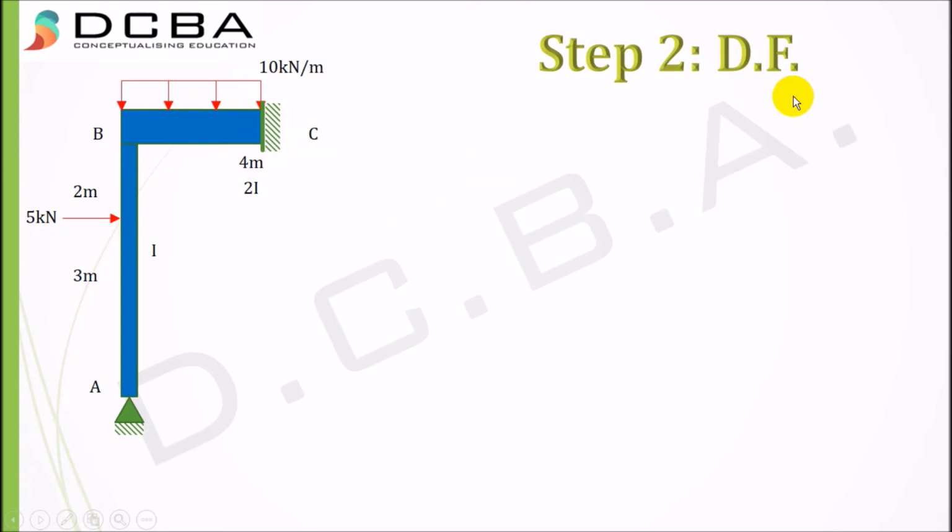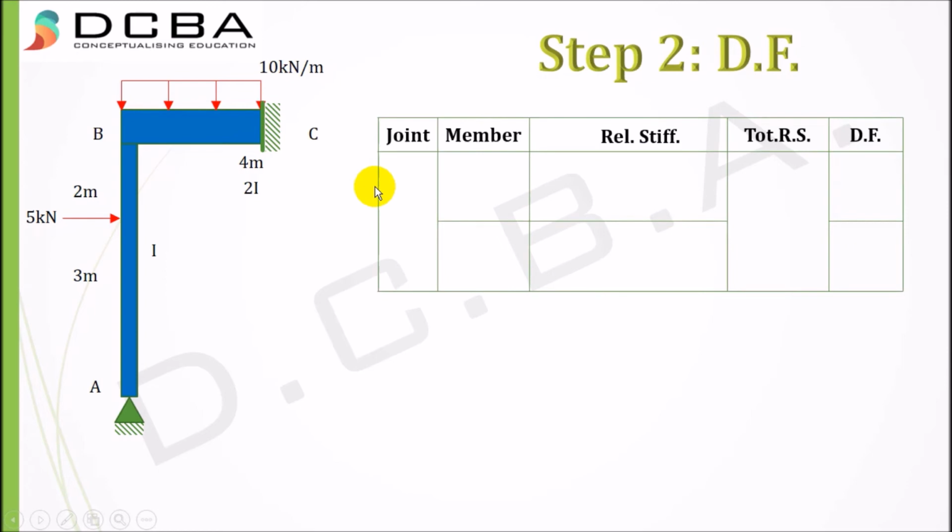So let's draw our distribution factor table, which has joint, member, relative stiffness, total relative stiffness and distribution factor. So there is only one joint here, that is one intermediate joint, that is B, and the members connecting to B are BA and BC. The relative stiffness for BA is, if you see the member BA, then the far off end is hinged, and the relative stiffness for far off end hinged is 3 EI by L. So 3 EI by L is 5 meter length.